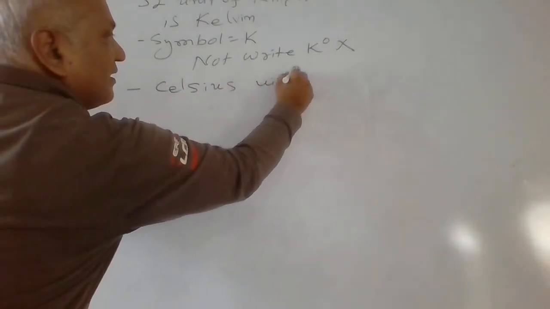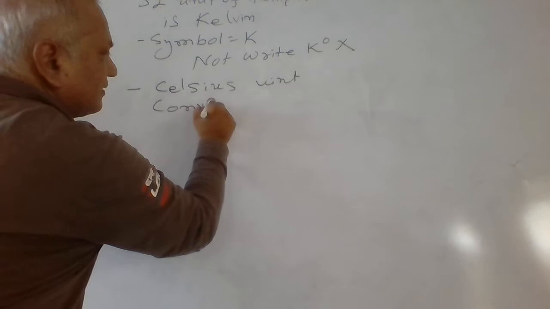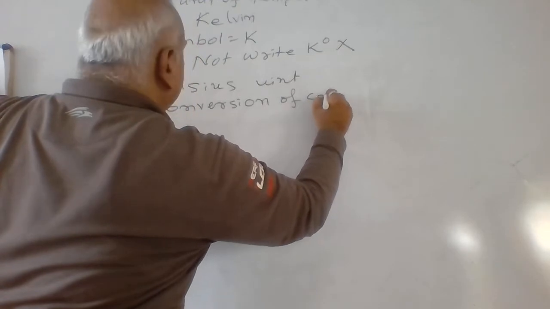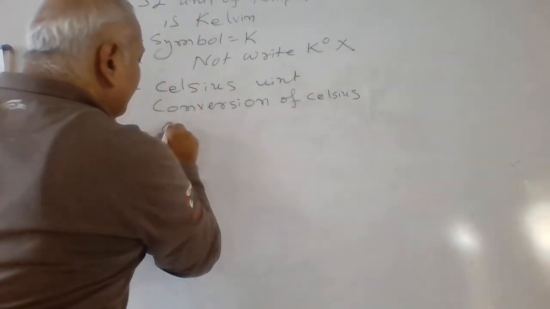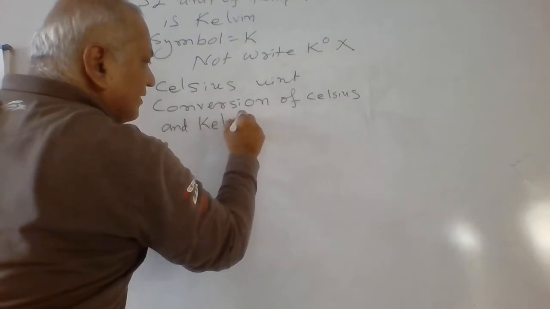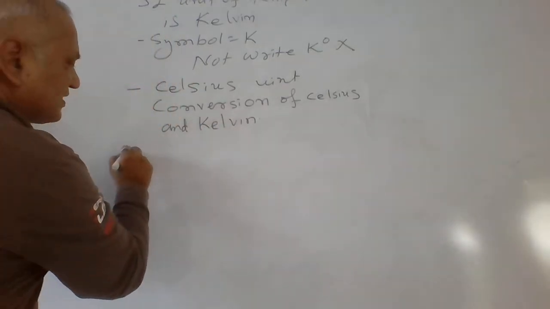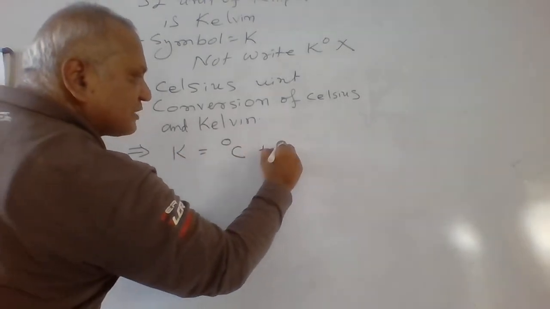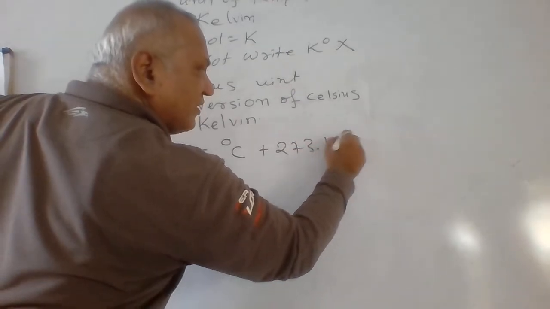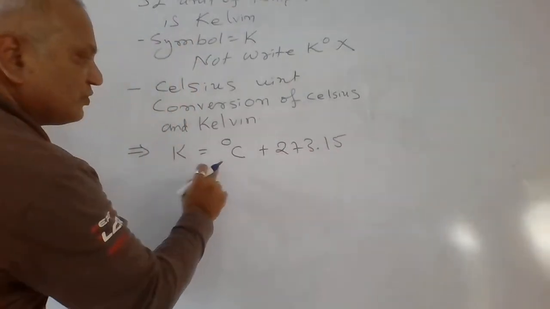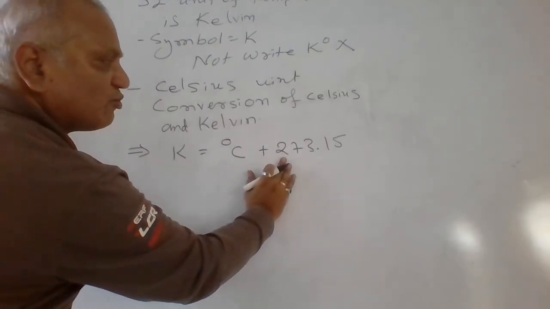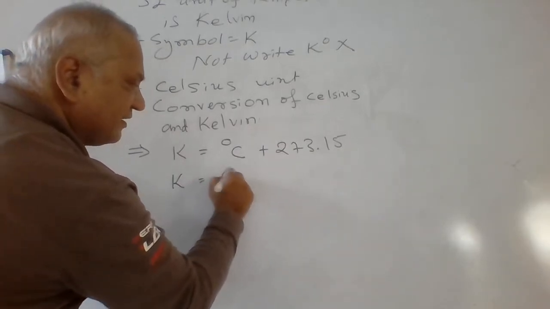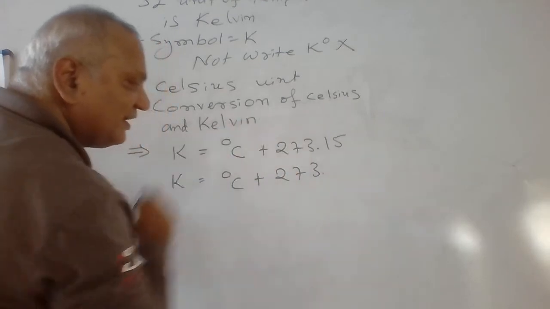Now, conversion of Celsius and Kelvin. How can we convert it? There is a formula, and we have to remember it. Kelvin is equal to degree Celsius plus 273.15. So whatever Celsius we are given, we have to add 273.15. But for our easy understanding, we will use 273 only.